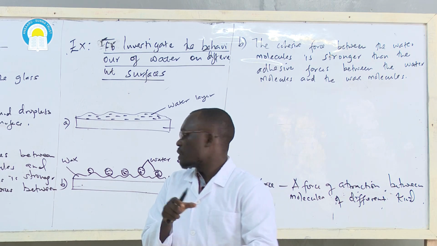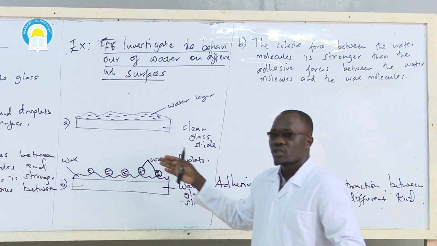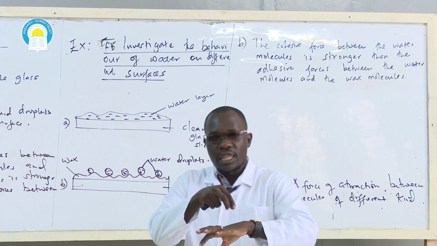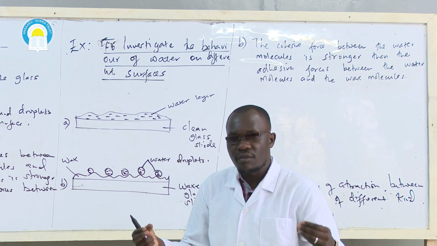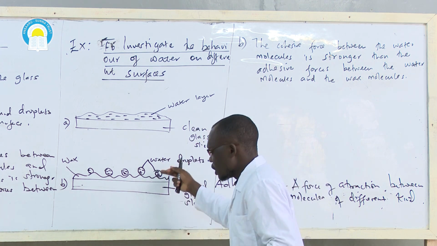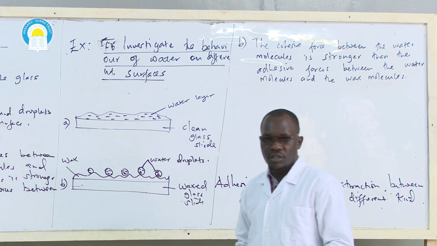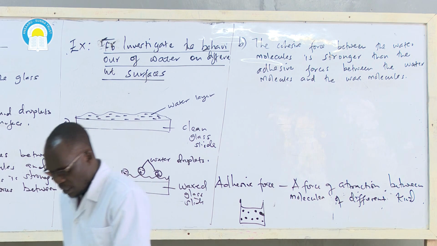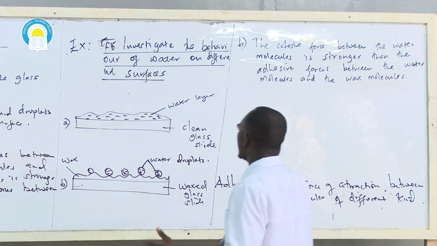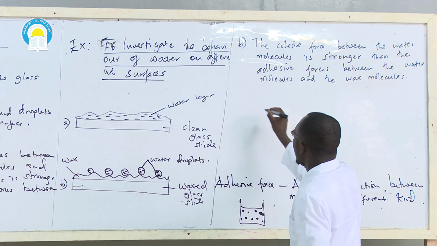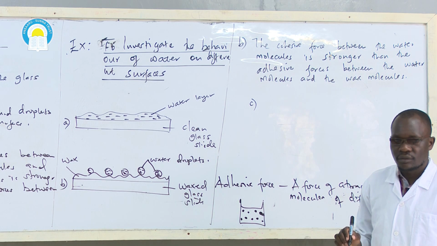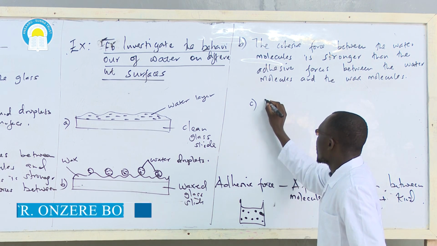And the reason, the explanation is still the same here, where there is a high cohesive force between the water molecules than the adhesive forces between the water molecules and the Vaseline molecules. Now, what about instead of using water, we change our liquid. Now we are using another liquid, mercury.